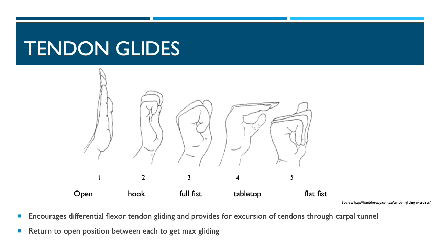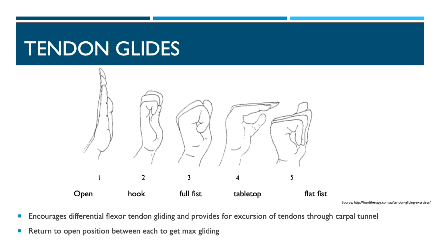So these exercises are called tendon gliding, and I wanted to put them in the start of this presentation because these exercises come up frequently throughout a lot of things in hand therapy. Tendon glides, the purpose of these exercises is to encourage differential gliding of the tendon surfaces on each other and to provide maximal excursion throughout these tendons.